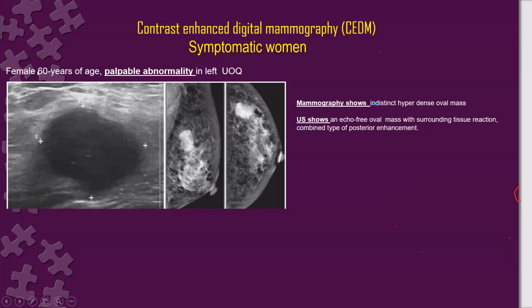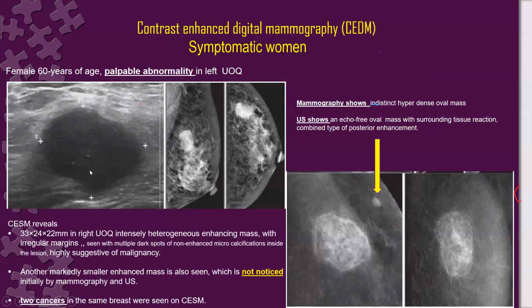Again, this is a 60-year-old lady having a palpable abnormality of the left breast. Mammography demonstrates a high density, non-circumscribed, oval mass here. On ultrasound, it looks like a cyst. It is echo-free, but indistinct, and there is a lot of surrounding reaction. That is why they proceeded to contrast-enhanced mammography.